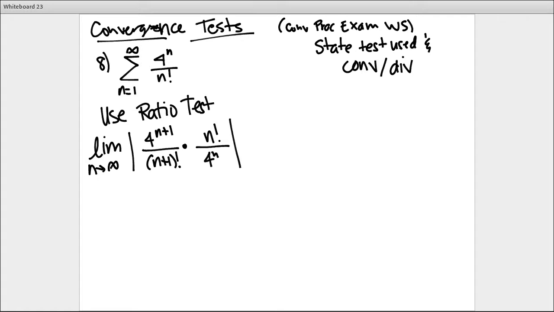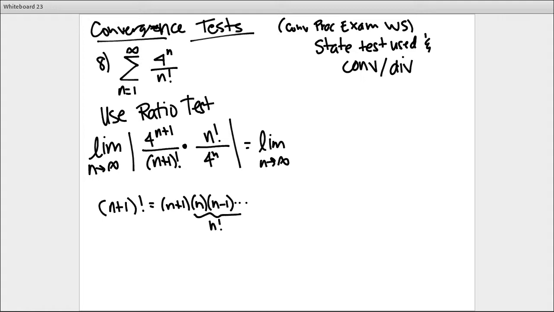All right, so that ends up giving you the limit as n goes to infinity of a... Remember, n plus 1 factorial is equal to n plus 1 times n times n minus 1 all the way down, but all of those guys are n factorial. So you end up with an n plus 1 in the bottom, and you simplify that.